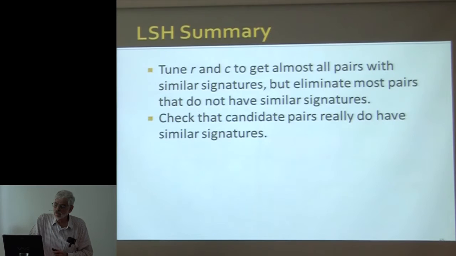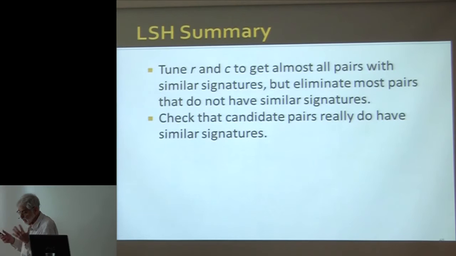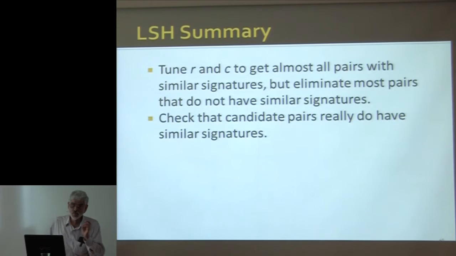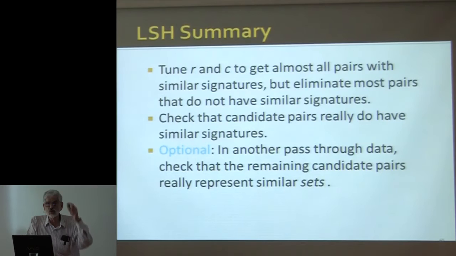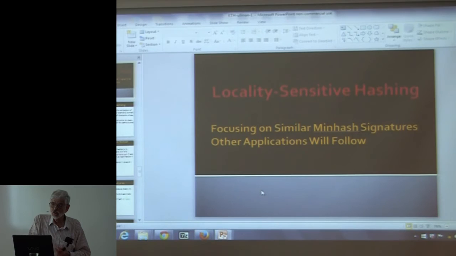And then once you've got the buckets, you have to look inside the bucket and compare all the pairs within a bucket to see if they really do have similar signatures. Now, remember the signature similarity is just an approximation for what the similarity of the underlying sets is. So if you find that the signatures for two sets are similar, you can go back to the original sets and make sure that they are themselves similar. That gets rid of some false positives. Of course, it doesn't help you with false negatives. If you've never considered a pair, you're still not going to consider it. Okay, so that's the main thread.